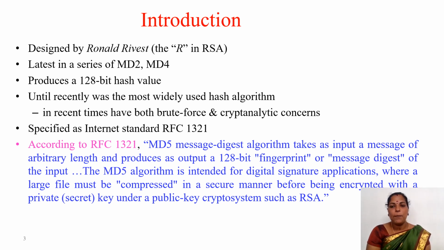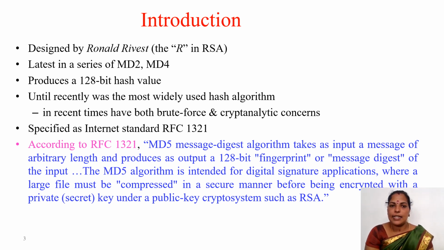So it is producing a message digest of size 128 bits, but the input to this hash function is of any size. This algorithm is intended for digital signature applications where a large file must be compressed in a secure manner before being encrypted with a private, that is secret key, under a public key crypto system such as RSA. Mainly, this is used in digital signature applications. This is the definition given in RFC 1321 about this MD5.